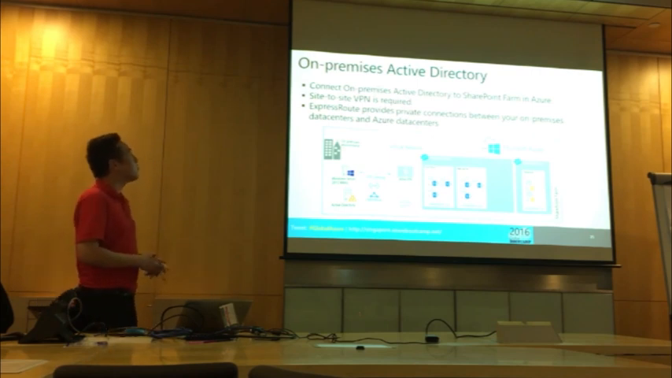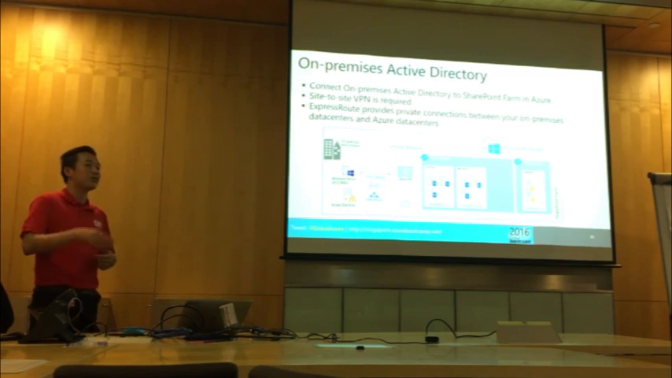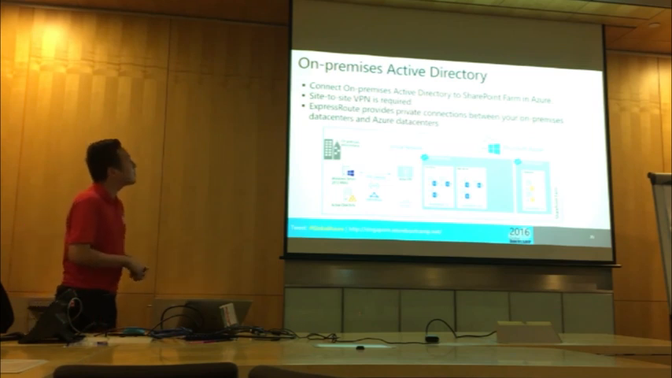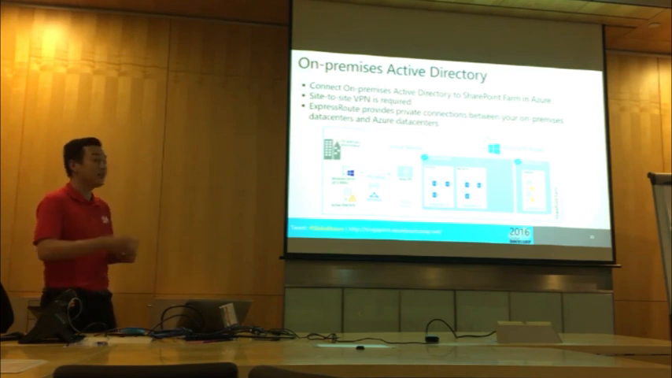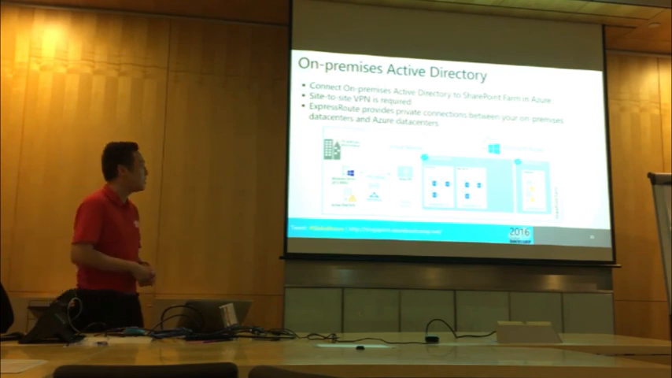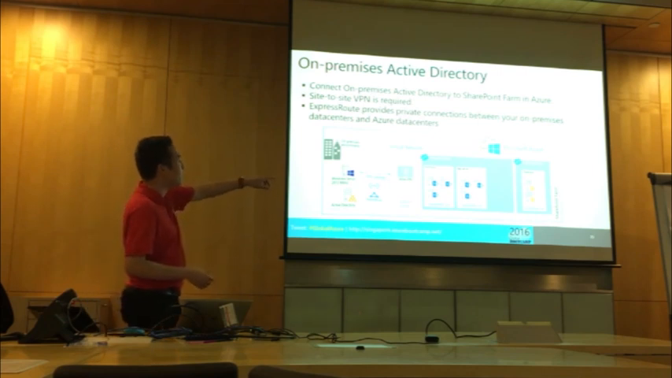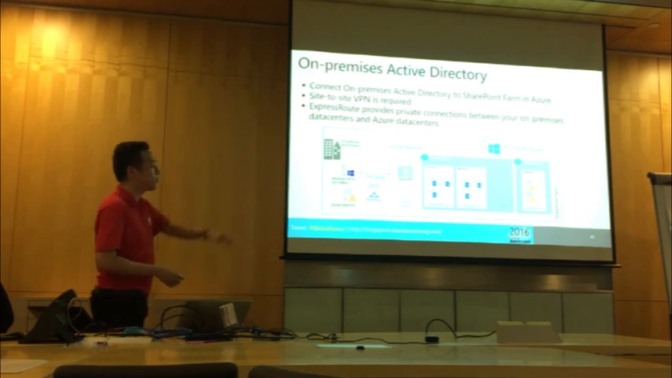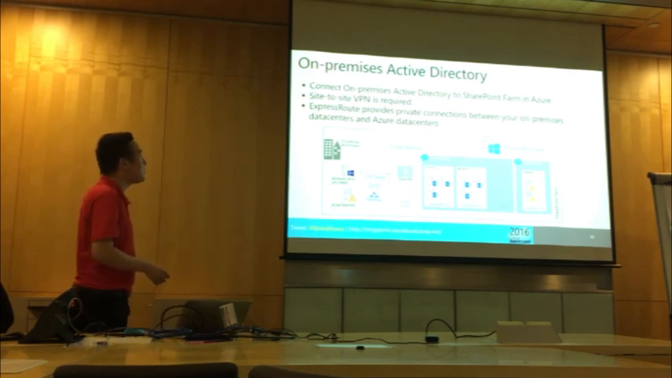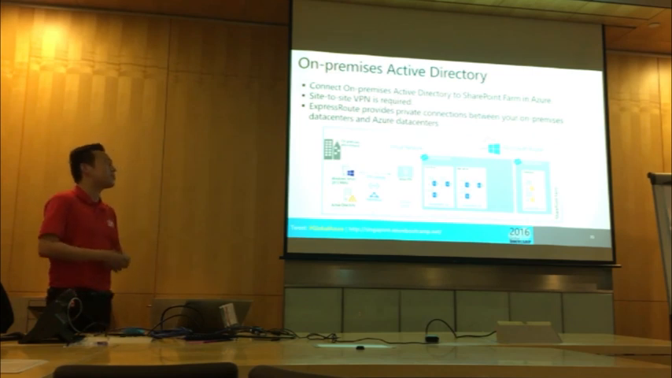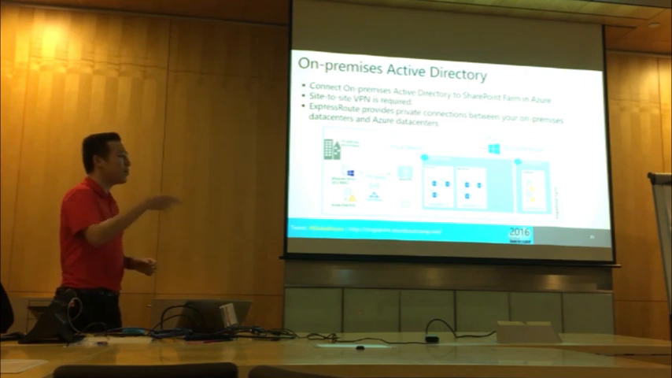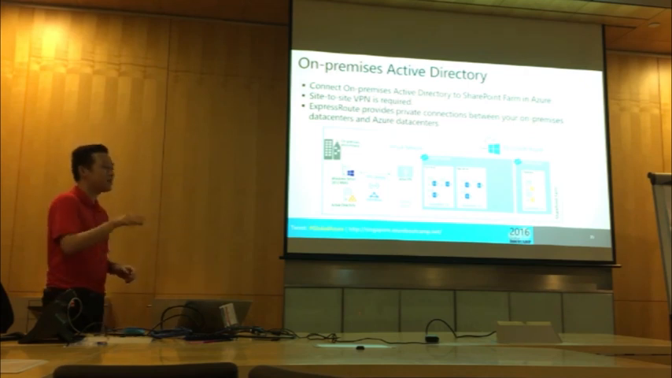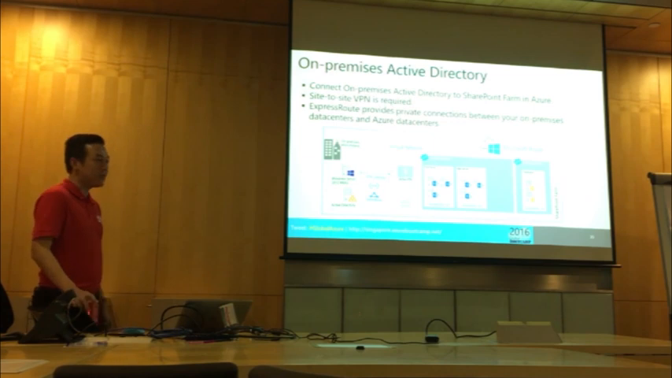So for the case of having on-premises AD with SharePoint hosted in Azure, you have to establish a site-to-site VPN. Microsoft still supports that case. You see in the diagram, you have a VPN gateway to connect from on-premises AD to your SharePoint in Azure. You can consider using ExpressRoute to provide a fast connection because it provides a private connection between your on-premises data center and the nearest Azure data center.